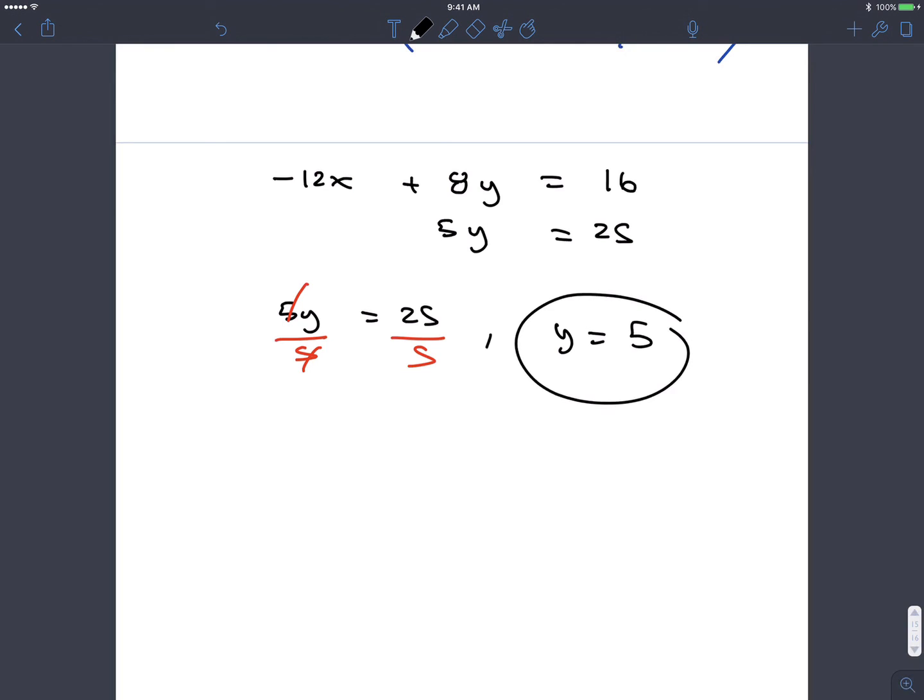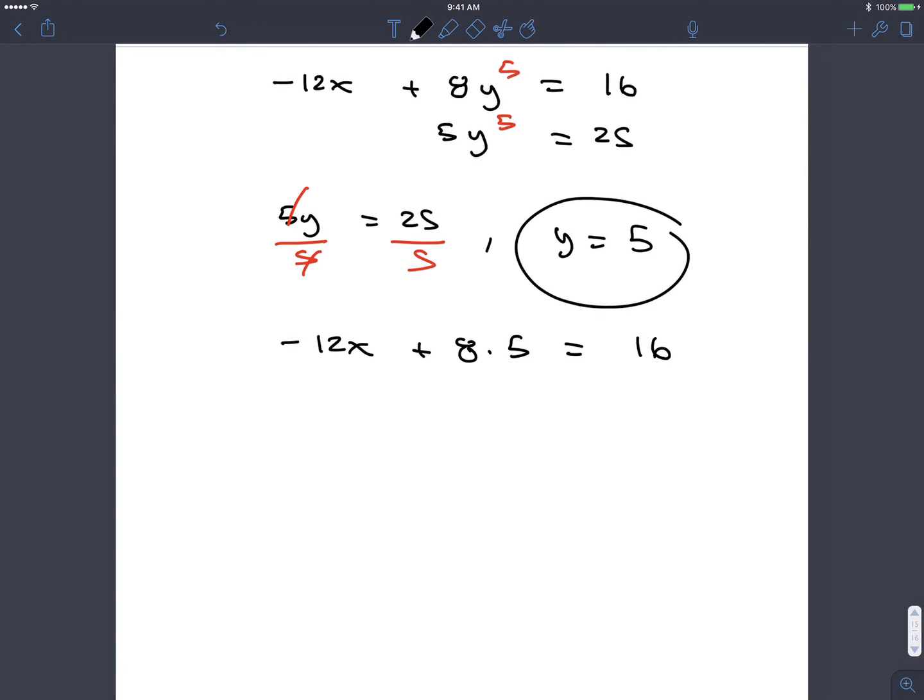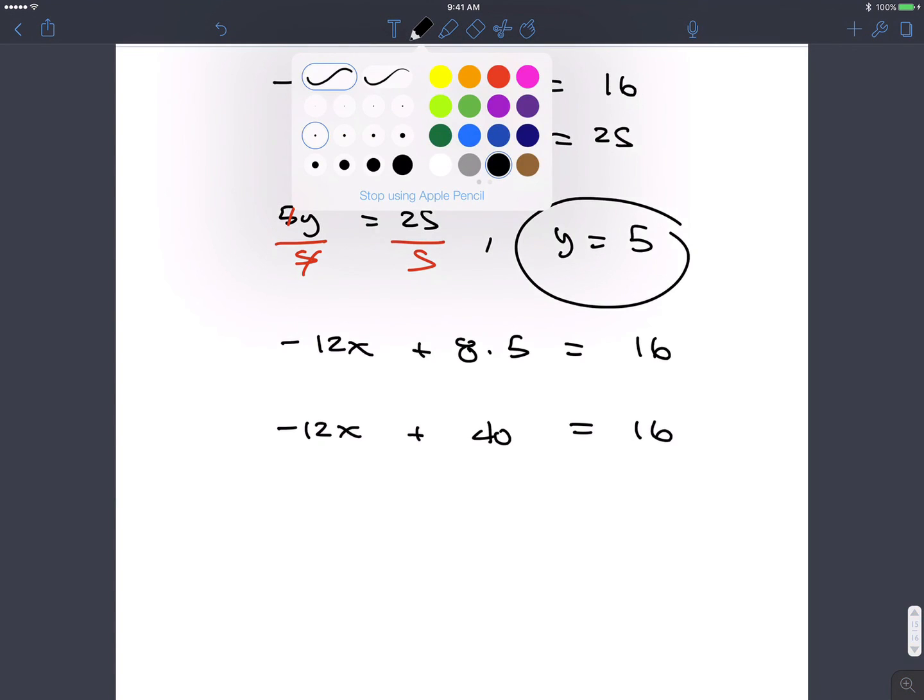Y is 5. We're going to use that back substitution. Wherever there's a y, we're going to use that 5. Here's what we end up with. Negative 12x plus 8 times 5 is 16. Negative 12x plus 40 is 16.